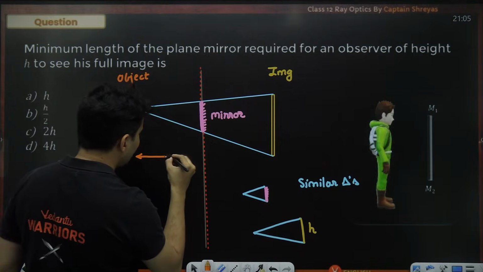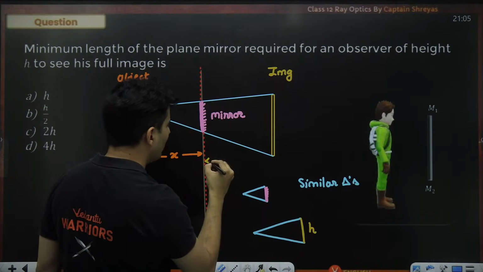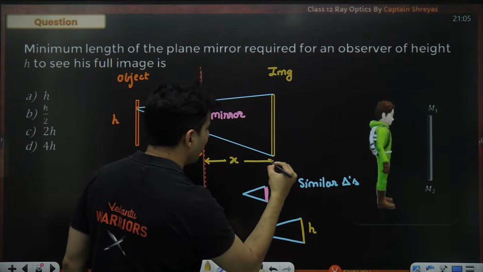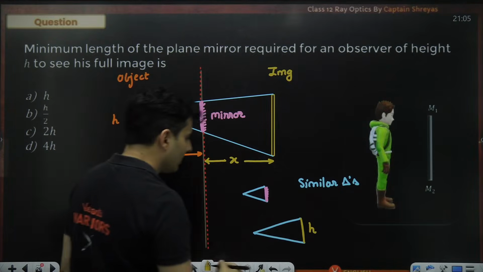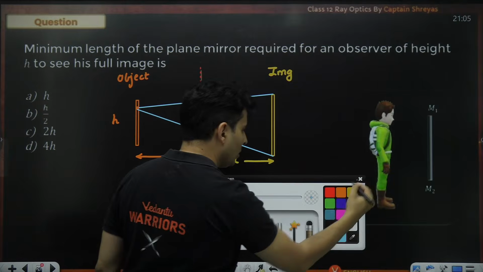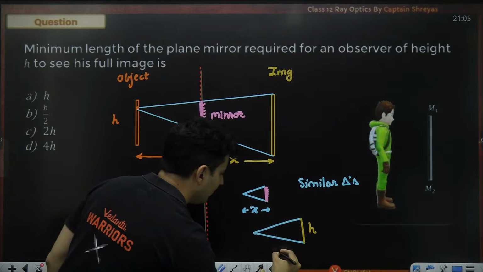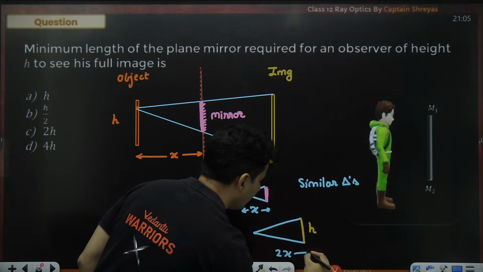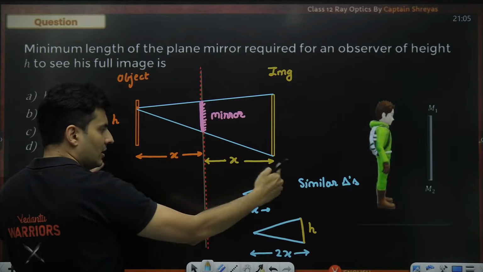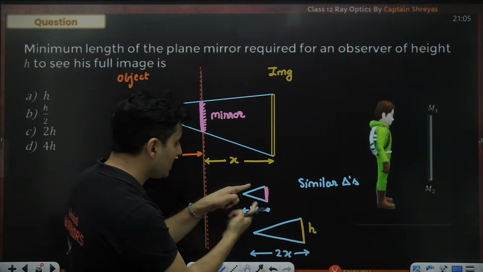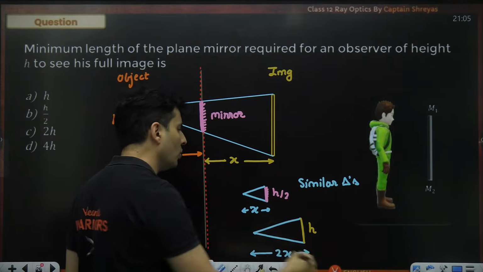Not just that, think of it like this. If this much is x, obviously this is also going to be x. Image distance, object distance are going to be the same. So it is now very, very obvious to all of you that if this much is x, this much is obviously 2x. If this is x, this much is 2x. So if this is h, obviously this will be h by 2.